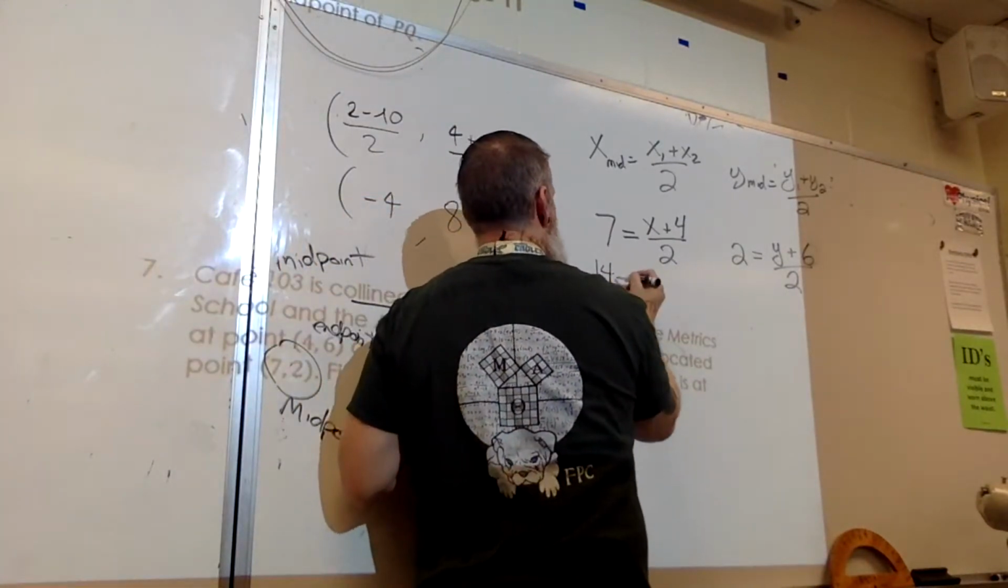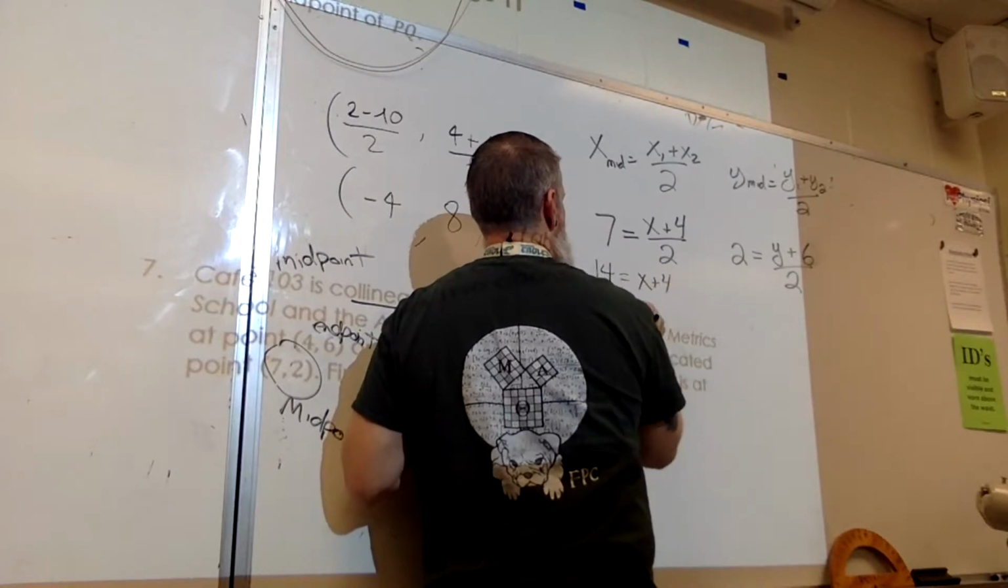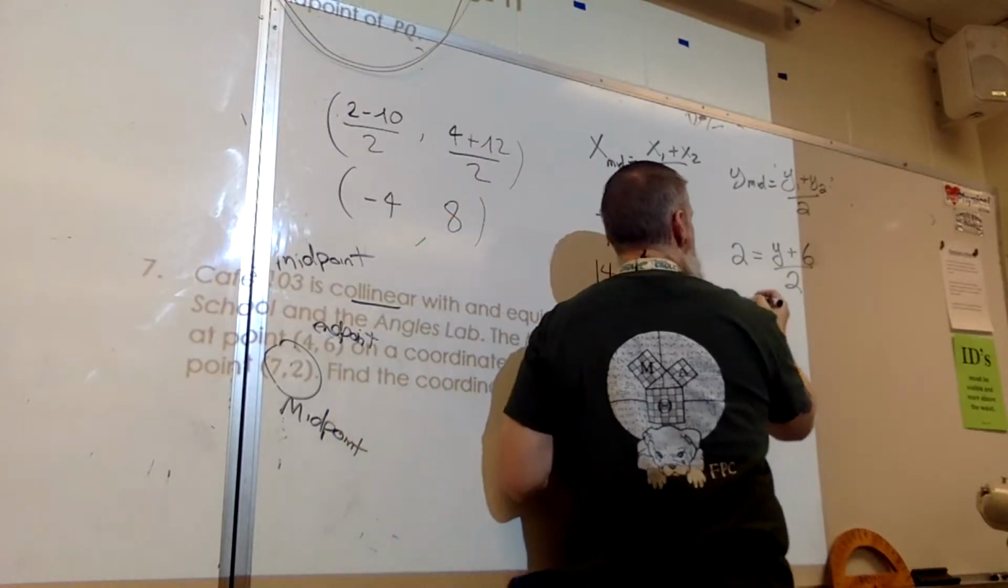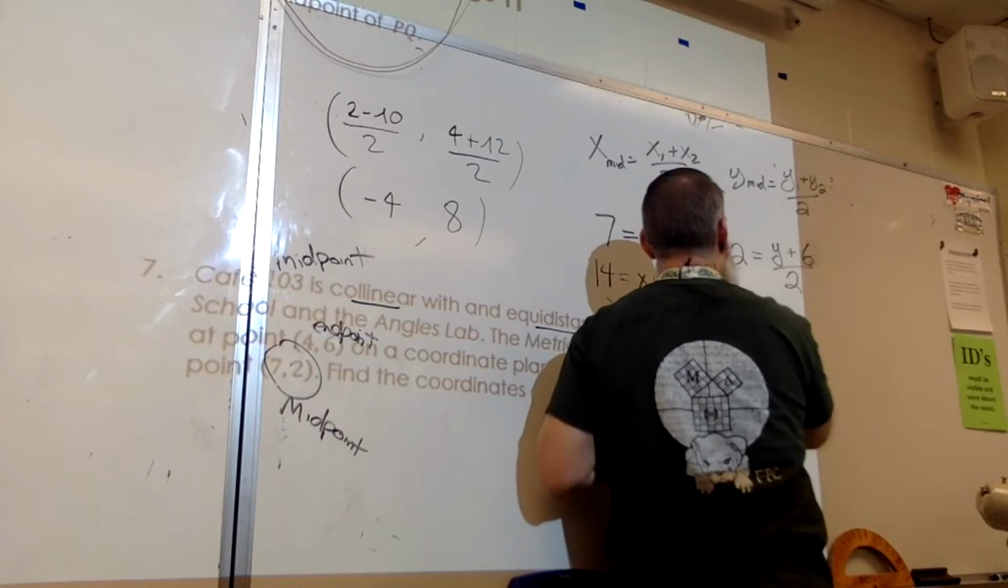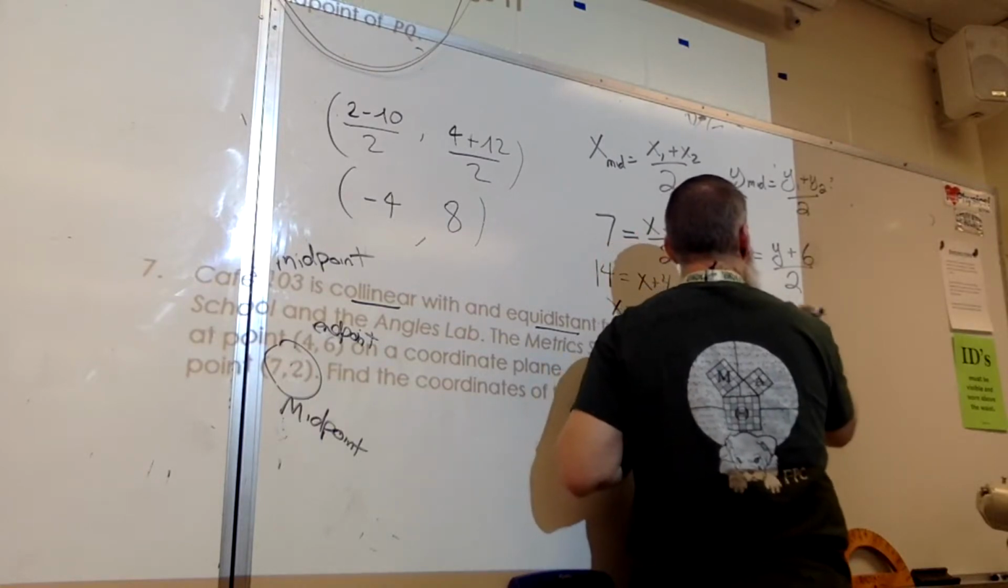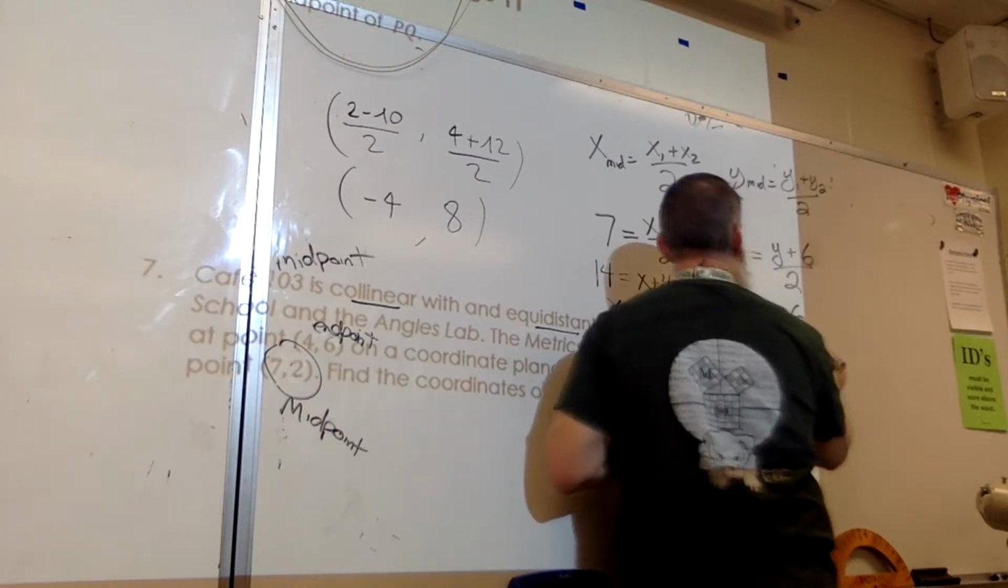Okay, because that becomes 14 equals x plus 4. So x is 10. And 4 equals y plus 6, so y is -2.